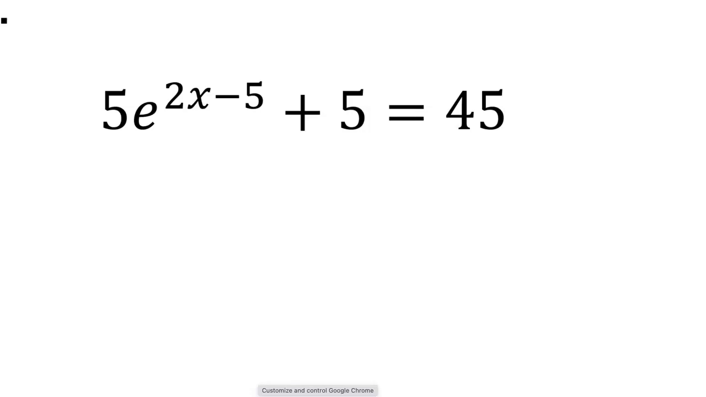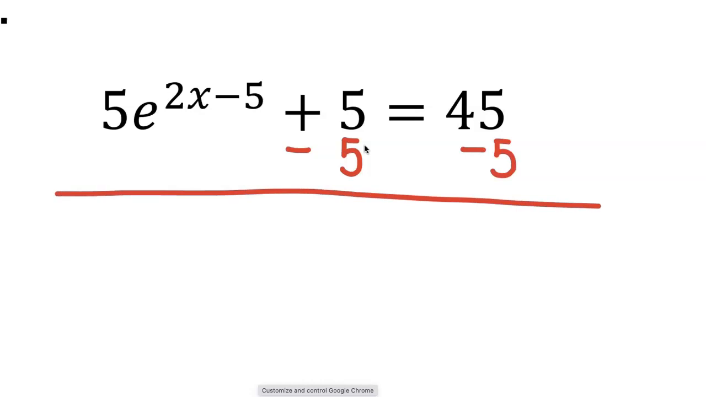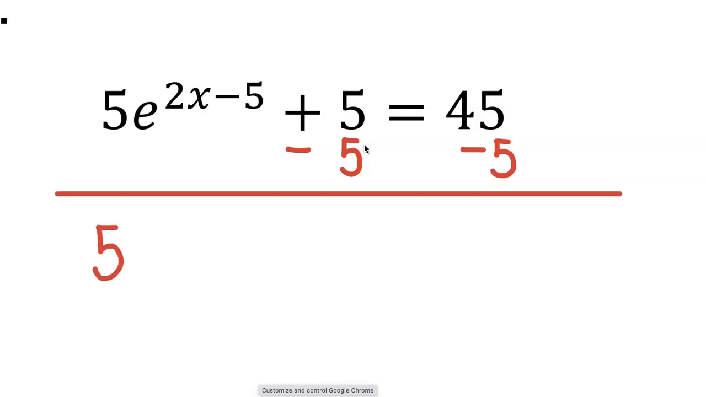We're going to start by isolating the exponential term. The first thing that we notice is that we have this plus 5 to get rid of. So let's subtract 5 from both sides. When you subtract 5 from both sides, on the left side, we still have 5 times e to the 2x minus 5 power, and the adding 5 and subtracting 5 cancels out. And on the right side, 45 minus 5 will give us 40.